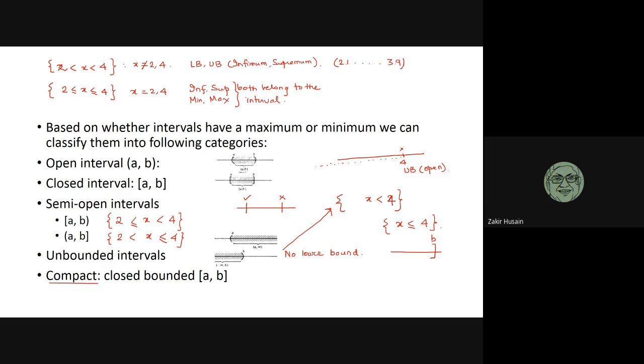Can we find out what is A? Not defined, sir. It is not defined. It does not have any boundaries. It does not have any minimum or infimum. It doesn't have any boundaries, so we say that it is unbounded.